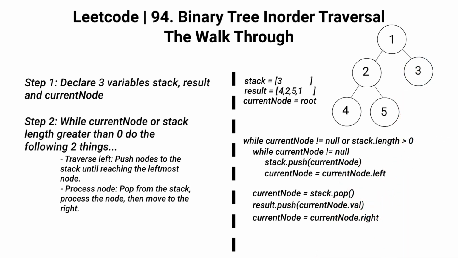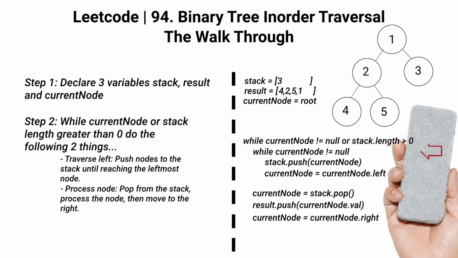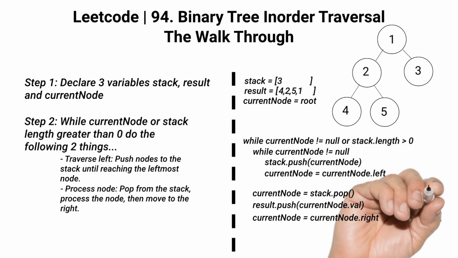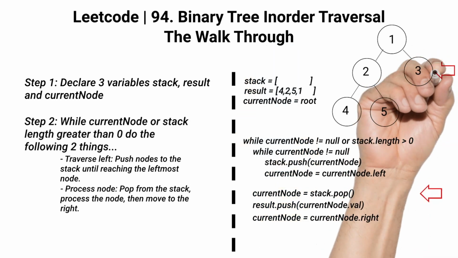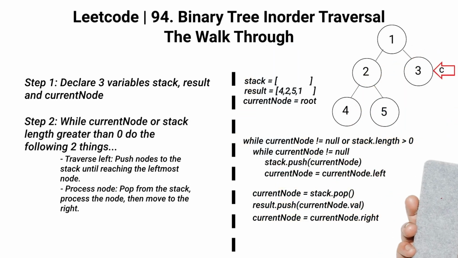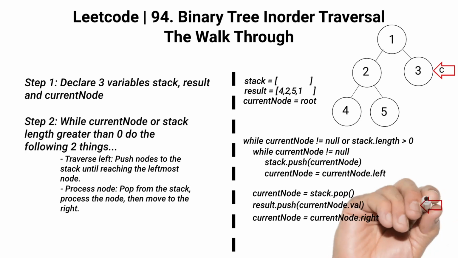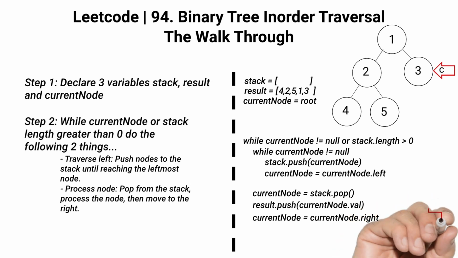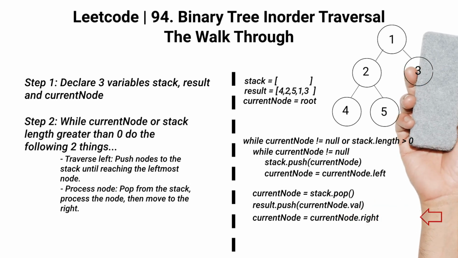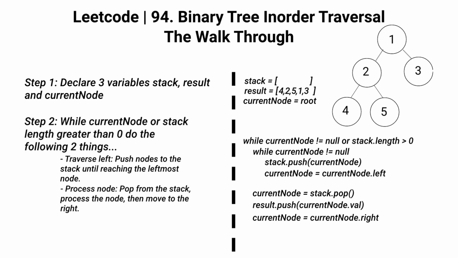So we check here in the while loop, so we can skip what's inside the while loop because it is null. We pop the 3 off the stack. We push the value of the current node, which is 3, into the result. And we set the current node equal to the right node of the 3, which is null. And now we can see that current node is equal to null and the stack has a length equal to 0, so we'll break out of the while loop.